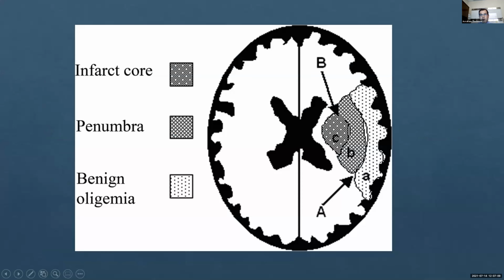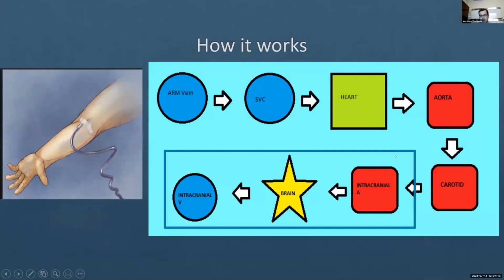This is just a visual representation. If you imagine that this part here is dead, you can't help it. This is the part that you can help, called penumbra. And this is the part that will get better on its own.